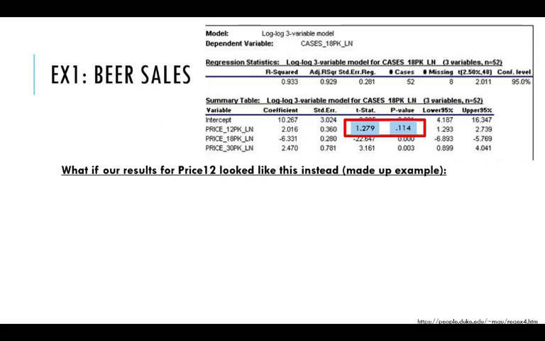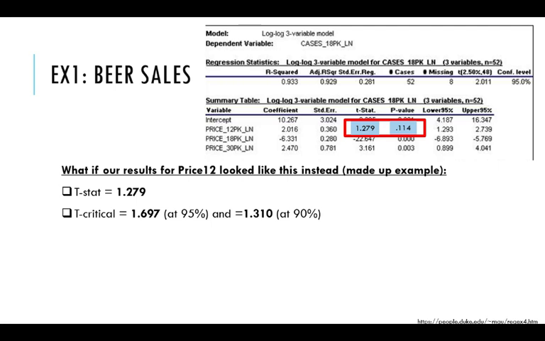Now, I've made up these results. What if our results for price 12 looked like this instead? And I've just made this up and pasted some numbers over. So we have a t statistic of 1.279. Now our critical t, if we want to be 95% confident, is 1.697.